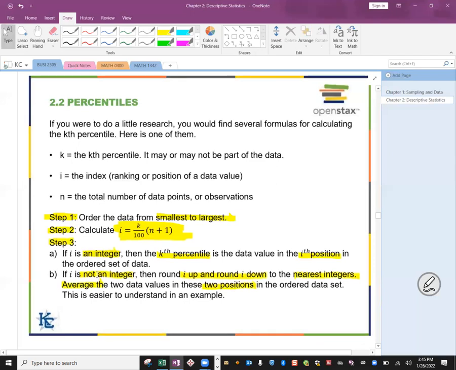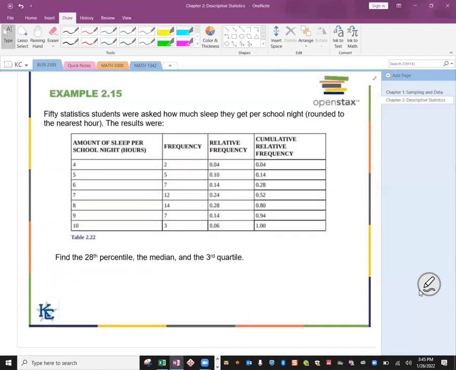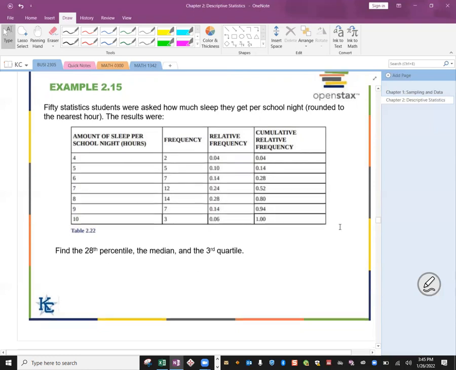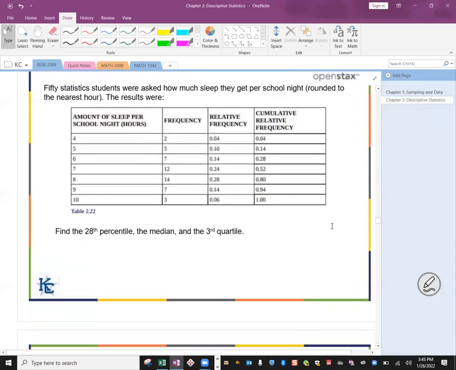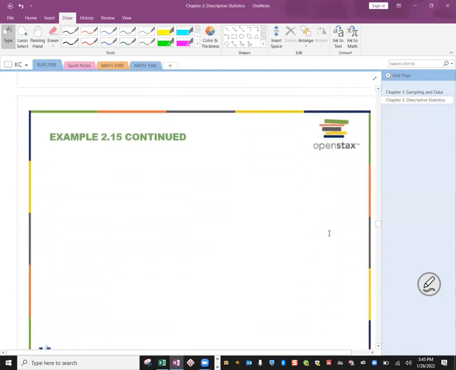So let's take a look at an example. 50 statistics students were asked how much sleep they get per school night. Round to the nearest hour. The results were as follows. So we see here we have our frequency table. We want to find the 28th percentile, find the median, and the third quartile. So I'm going to do these by hand on this next slide.